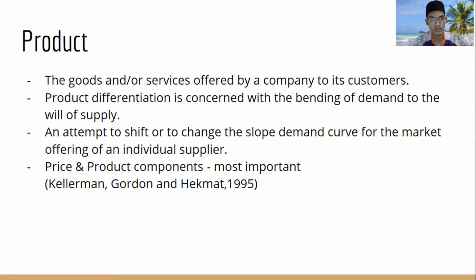So product is the goods and the services offered by the company to its consumers, and its differentiation is concerned with the bending of demand of this customer to the will of supply. And product is also an attempt to shift or change the slope of demand from the customer for the market offering of an individual supplier. And Herman, Gordon, and Herman in 1995 said that price and product is one of the most important components in the marketing strategy.